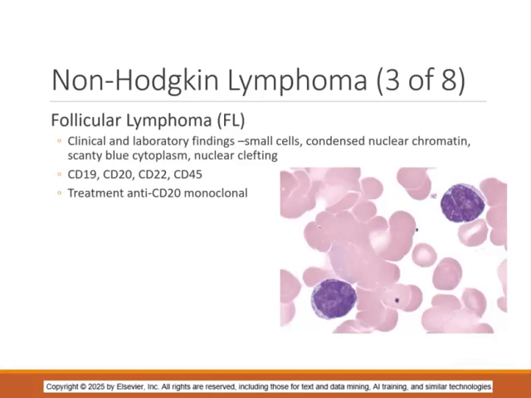The next one is follicular lymphoma. As you can see, these cells are smaller. The chromatin is very condensed. Not much cytoplasm there. But if you look at the nucleus, it's sort of folded over like dough folds over, and they call that nuclear clefting. So the markers are CD19, 20, 22, and 45. So again, it's a B cell kind of thing. So they do treat them with anti-CD20 monoclonal antibodies.